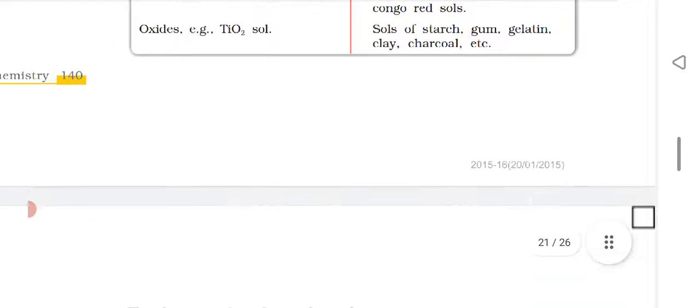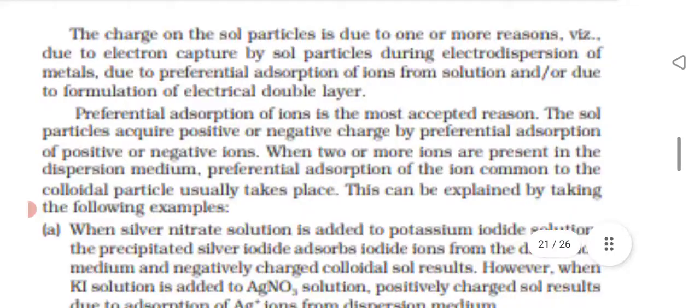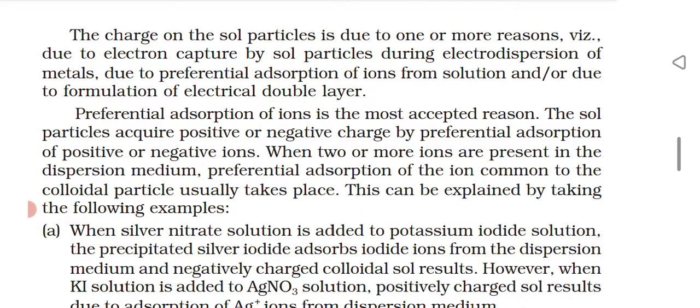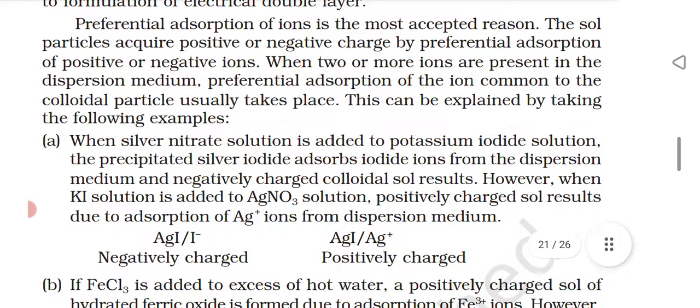They are negatively charged. The charge on the sol particles is due to one or more reasons: electron capture by sol particles during electrodispersion of metals, preferential adsorption of ions from solution, and formation of electric double layer. Preferential adsorption of ions is the most accepted reason. The sol particles acquire positive or negative charge by preferential adsorption of positive or negative ions.